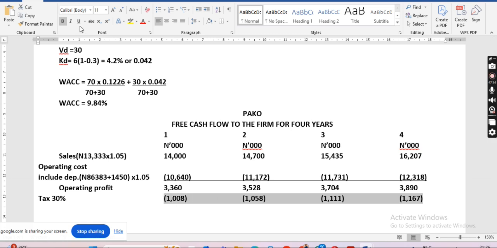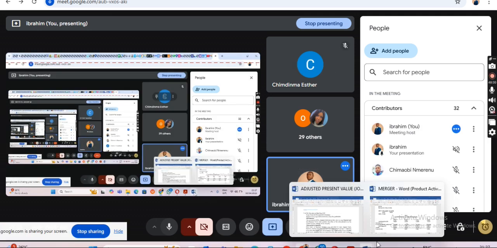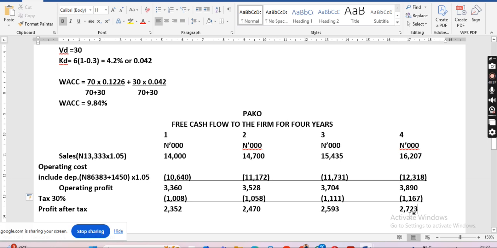Profit after tax. The first one is 2352. Next, 2470. Next, 2593. And 2723. Okay, that's a very good one. Don't worry, I've gotten it already. Okay, that's fine.